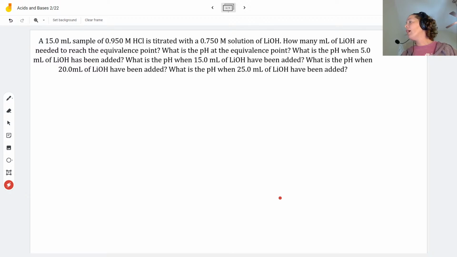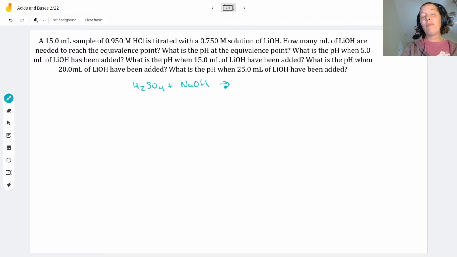Okay, so for a double displacement, you're talking about an acid and a base. I'm just going to write a little bit here. So I think you're talking about maybe sulfuric acid and sodium hydroxide, because you need 2 moles of hydroxide for every 1 mole of sulfuric acid. So this would give you sodium sulfate and water.